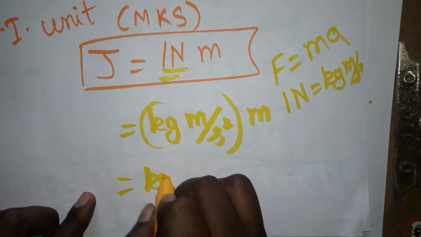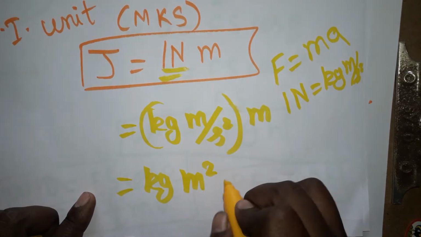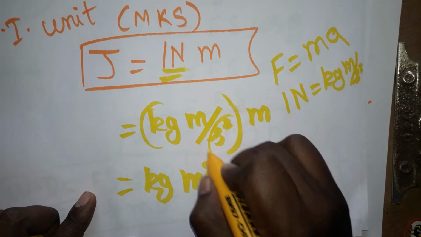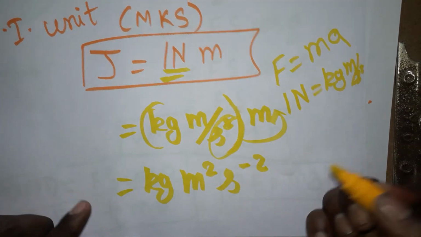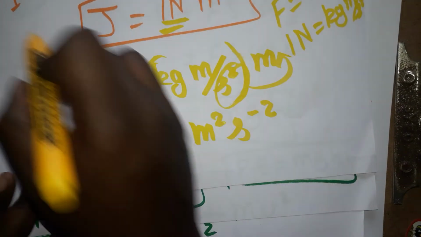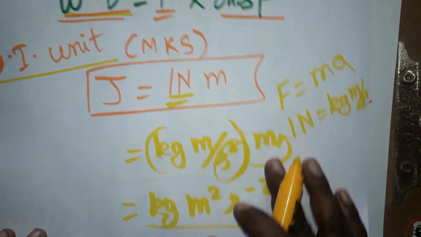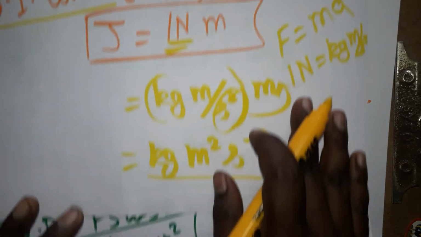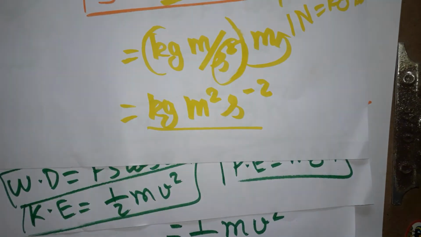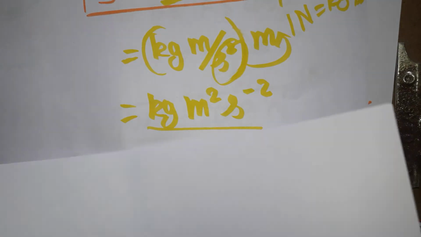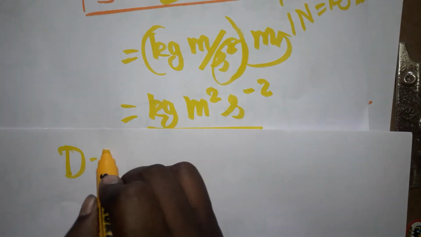So kg meter square second to the power minus 2. From the denominator I am taking second square to the numerator, plus 2 changes to minus 2. So this is the solution for the SI unit of work done or energy. Work done and energy will be the same. Now I am going to tell you the dimensional formula for energy. So dimensional formula.